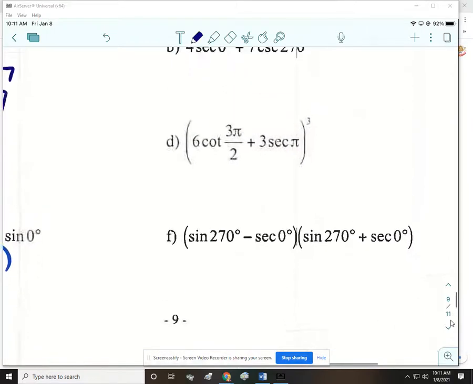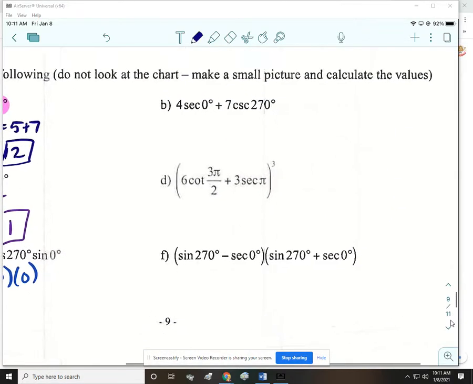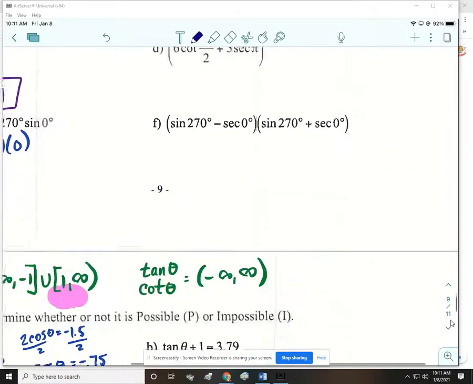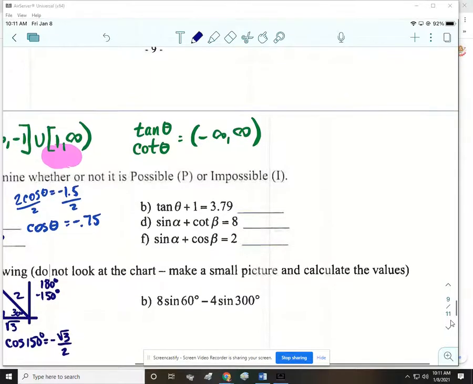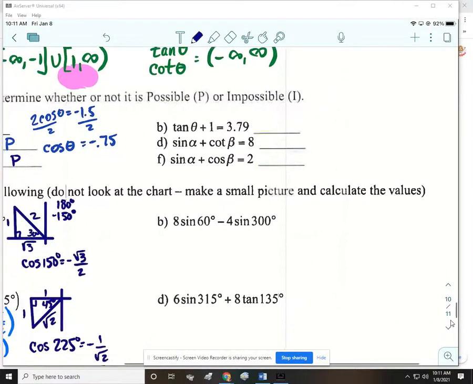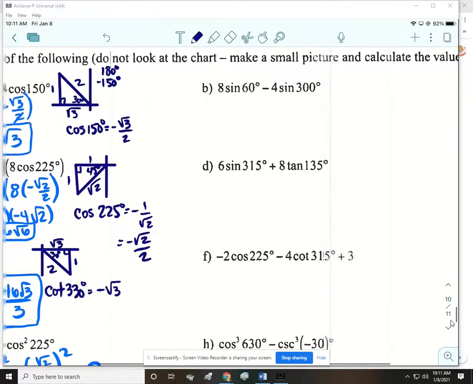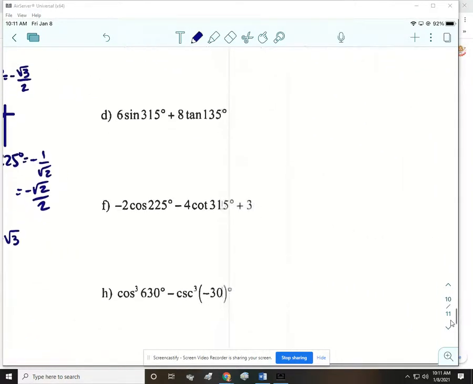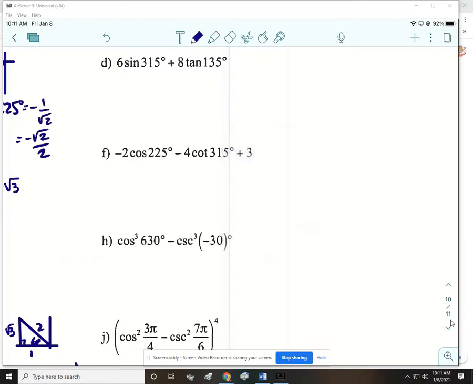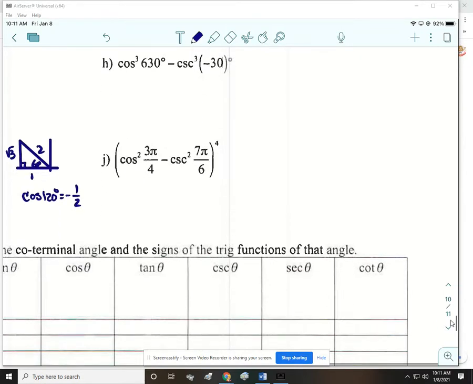All right, so what I want you guys to do is go back on page 9 and do B, D, and F that we haven't done. B, D, and F on number 5, and then B, D, F, H, and J on number 6. So we're going to finish numbers 4, 5, and 6 on pages 9 and 10.